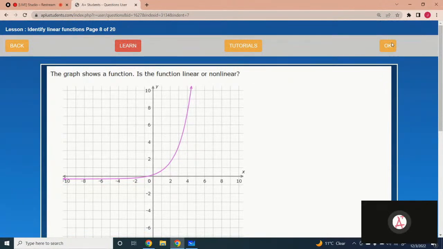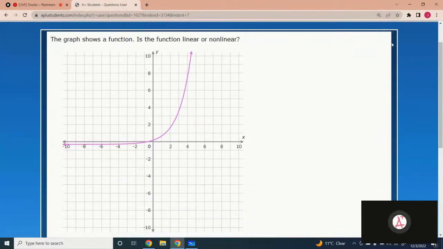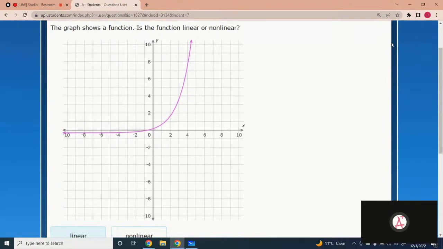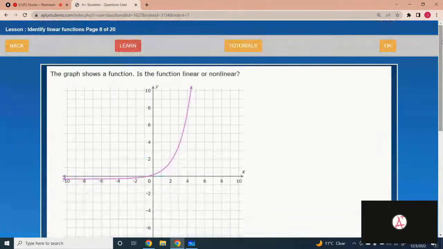Okay, the graph shows a function. Is the function linear or non-linear? The graph is not linear. It is a non-linear function. Got it? So select the correct option and then click on the OK button.